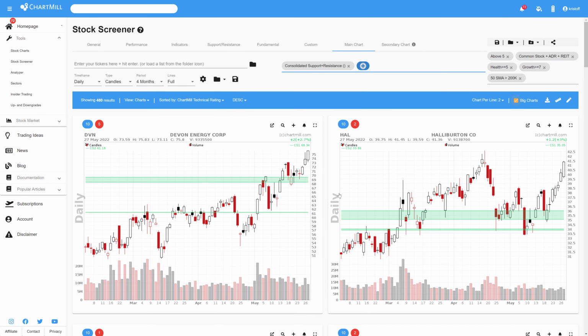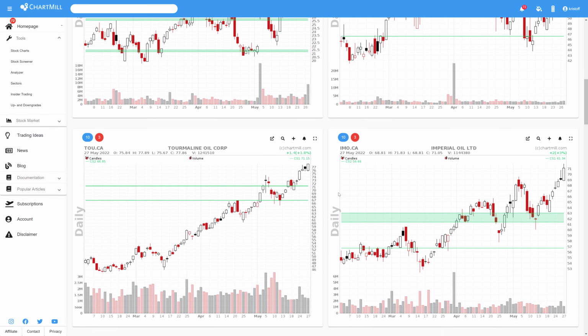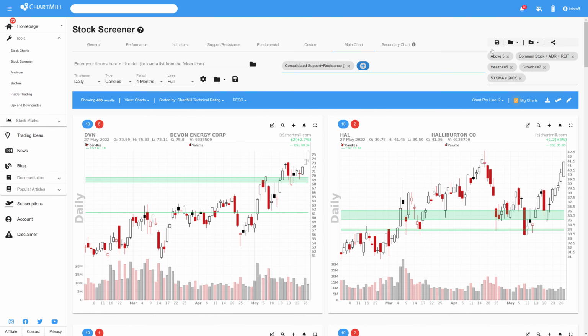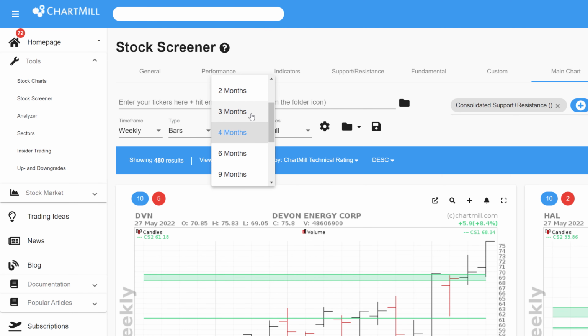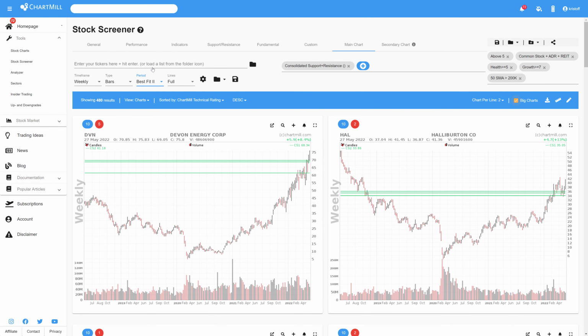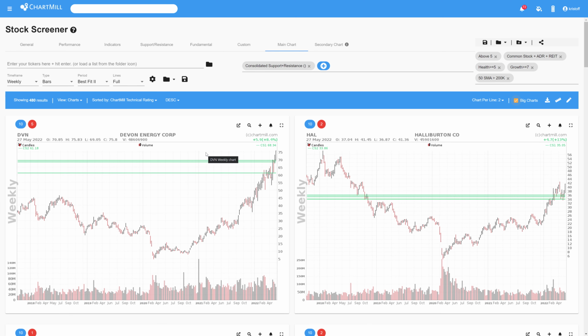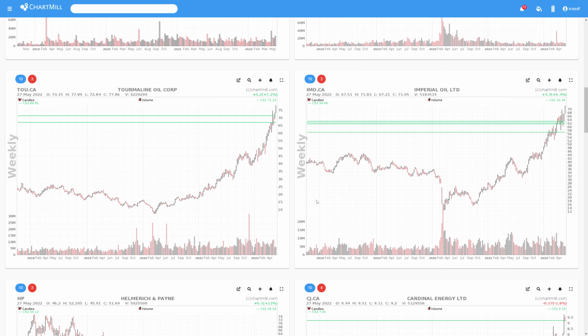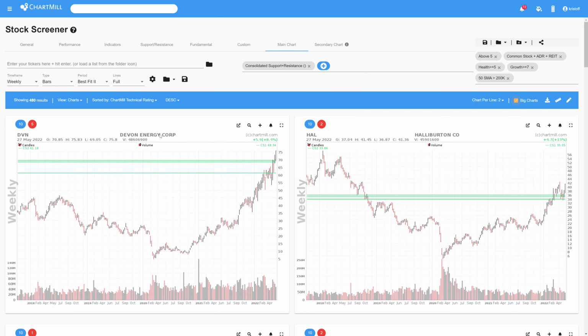Now every chart will show immediately the relevant support and resistance zones as identified by ChartMill. Set the time frame to weekly, and if you prefer bars instead of candlesticks, you can change that under type. For the weekly chart, I often use the option Best Fit 2 under the menu Period. You will now see the weekly charts of all the stocks which have been retained so far, with the main support and resistance zones automatically drawn by ChartMill. Red is resistance, green is support. Based on these zones, we can now apply specific filters which will measure how far or how close the current price is located to these zones.